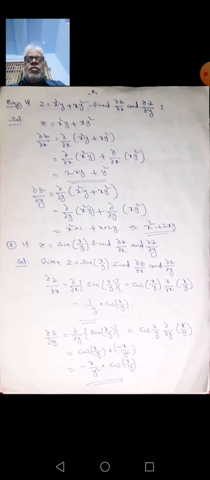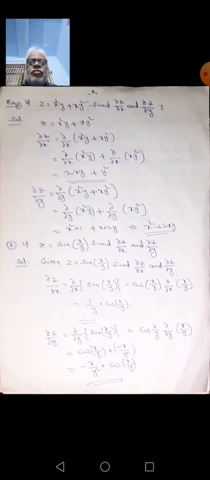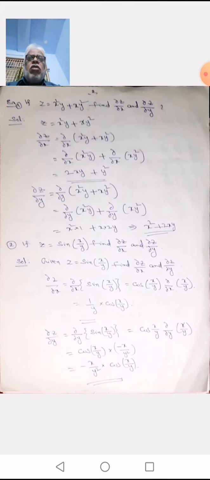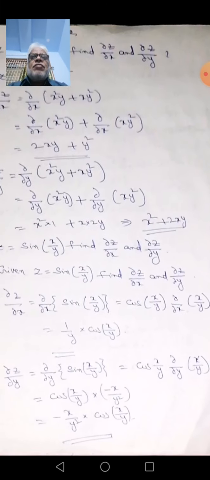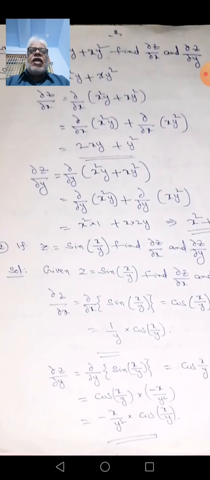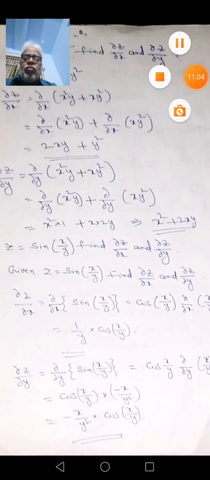Again, go to the second page. To take one example: if z is equal to x square y plus x y square, find dou z by dou x and dou z by dou y. What do dou z by dou x and dou z by dou y mean? Dou z by dou x means differentiating z with respect to x partially. Dou z by dou y means differentiating z with respect to y partially.